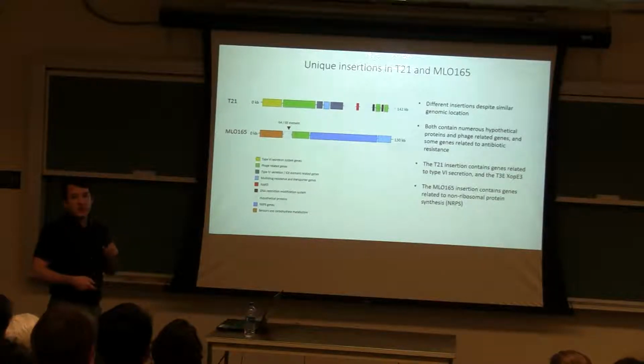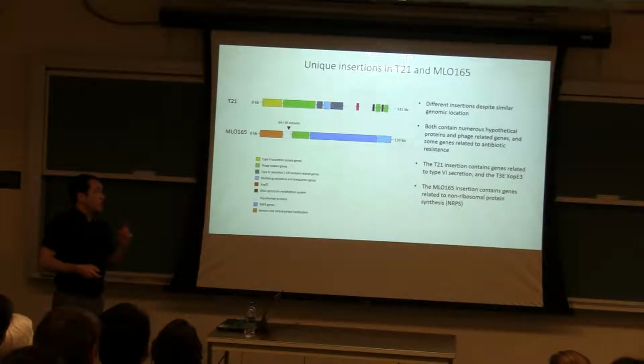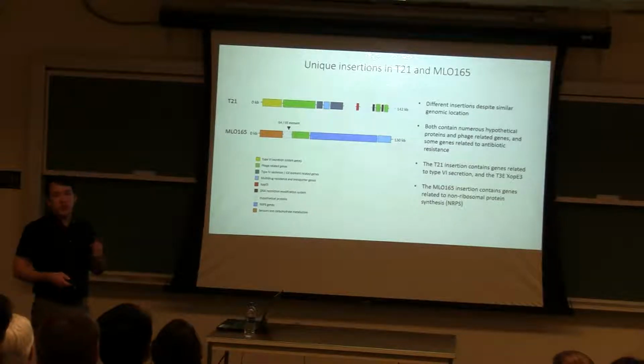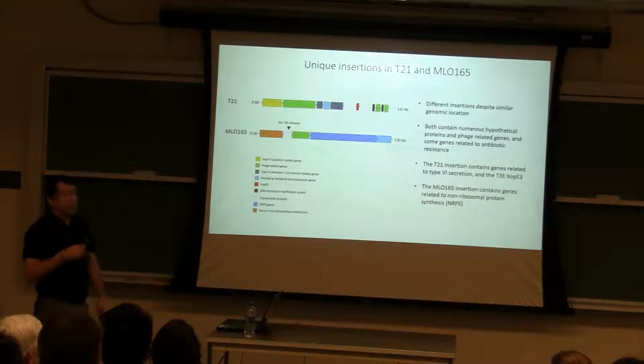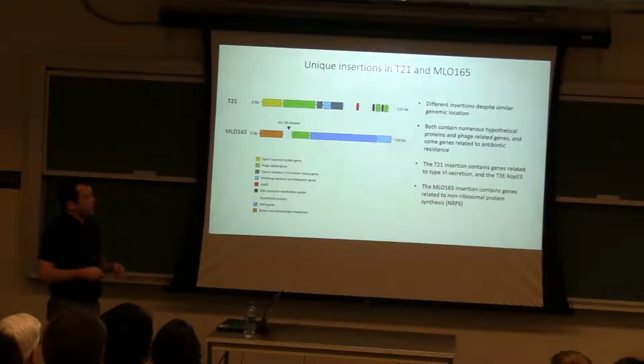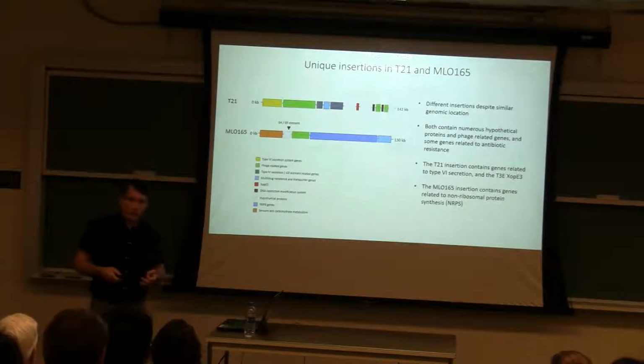But the real striking features of this is for T21, that East African common bacterial blight strain. There are genes related to type 6 secretion present. This is in addition to a type 6 secretion system that's already in the genome. There's also a type 3 effector, XopE3. I'll talk a little bit more about the type 3 effectors in here in a minute. And then this non-pathogenic strain, most of it's taken up by these genes that are involved in non-ribosomal protein synthesis.